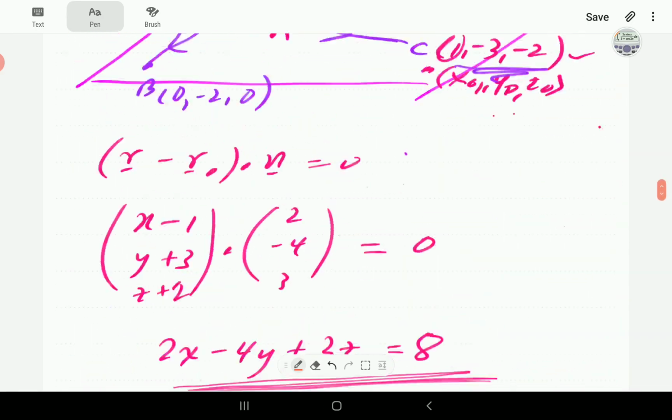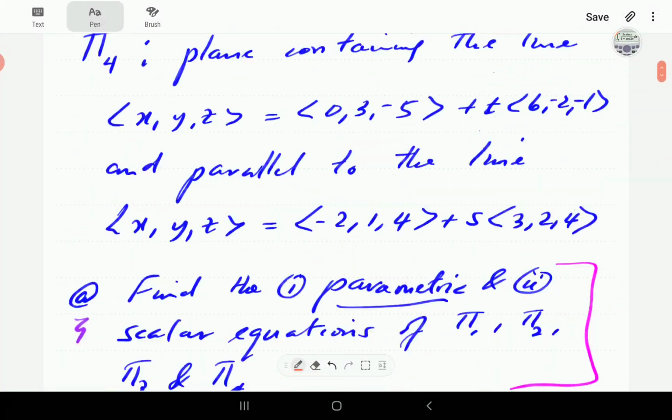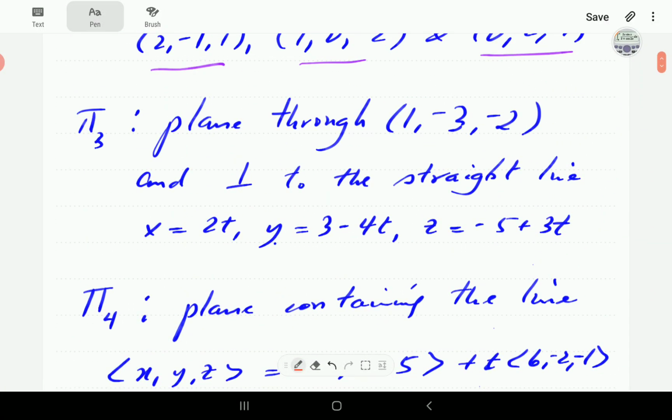So I'm just going to go up to pi 3. They told us it goes through this point, and it is perpendicular to this straight line. The easiest way to find vectors that are parallel to a plane is to find vectors that are actually inside the plane, because those vectors are going to be in the same direction as the plane, or with the same direction vectors.